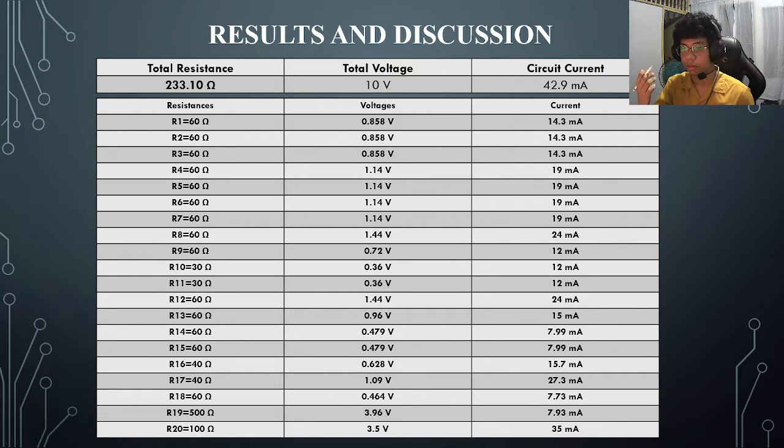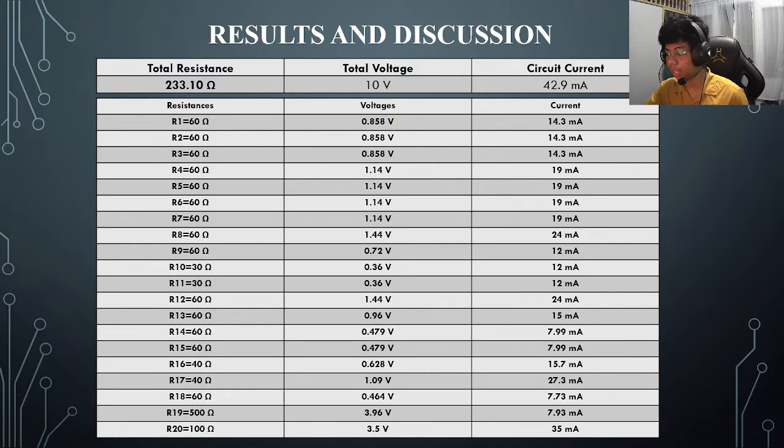So that's one. Next one, we have here the R sub 19. The R sub 19 has a resistance value of 500 ohms, 3.96 volts, and 7.93 milliamperes. As we have observed, the voltage drop in R sub 19 is the highest among the voltage drops in other resistances.